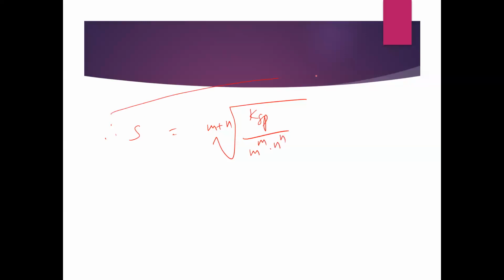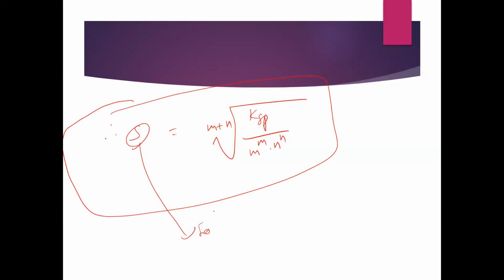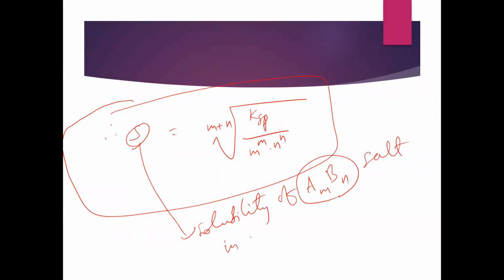So like this we have to take care. What is S? Solubility of the AmBn salt. In which units? Moles per liter. We got the S value in moles per liter. Is the concept clear? So it is about solubility calculation from KSP, the relation between solubility product and solubility of the salt.